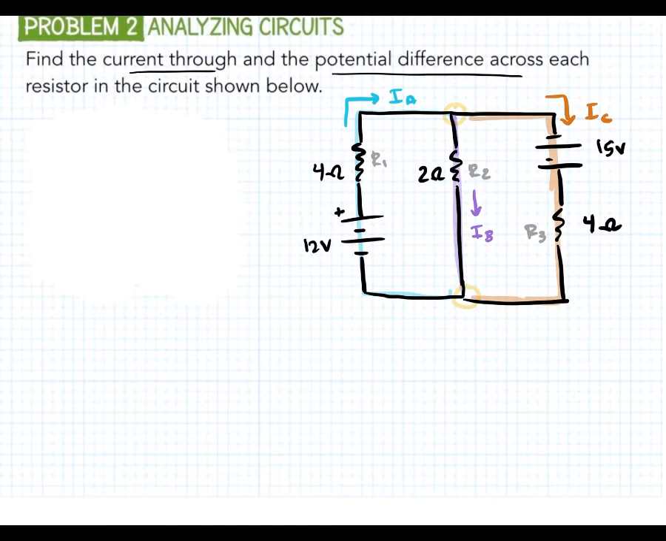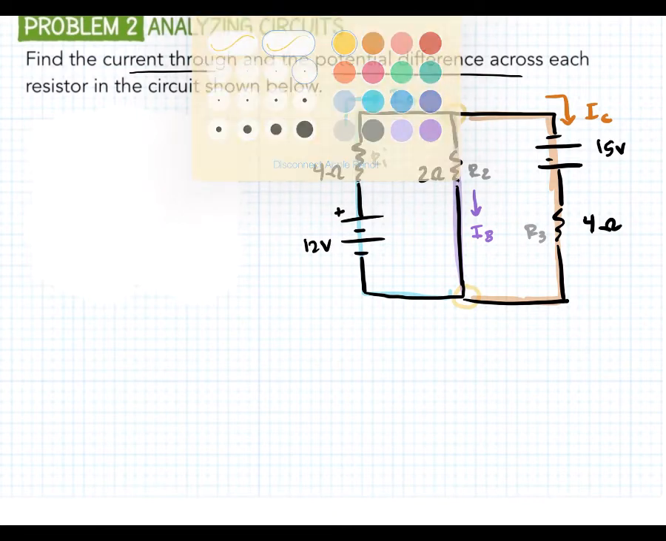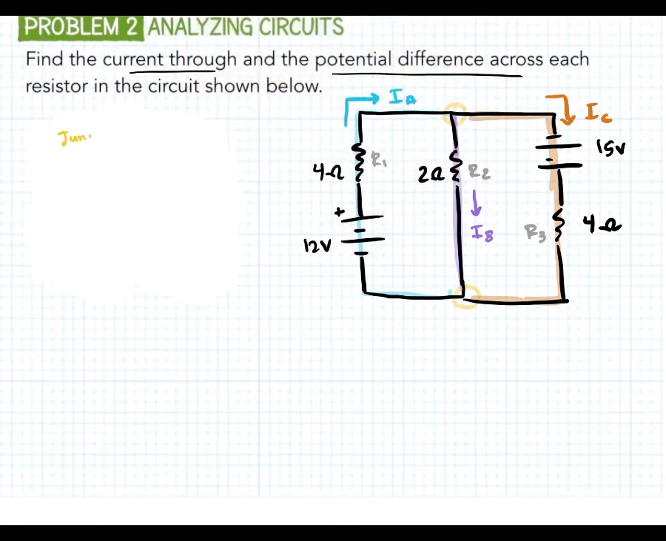Okay, so we can start with the junction law. The junction law comes from these little junctions. We look at each junction and we look at all the currents going in and all the currents coming out, because remember, the sum of current in has to equal the sum of current out.